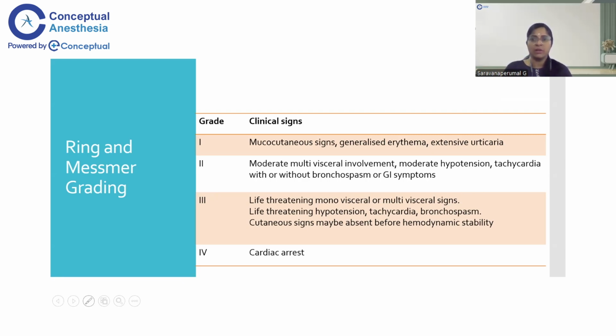Suppose once you have given an inciting agent, the patient becomes extremely hypotensive, then you may not see cutaneous manifestations. Because you did not see a cutaneous manifestation like erythema, swelling of lips or angioedema, you need not think that it is not anaphylaxis, because the patient is so hypotensive that the cutaneous perfusion itself is lost. Once you restore cutaneous perfusion with your drugs and IV fluids, then the patient may start showing cutaneous manifestations. So if the cutaneous manifestation is not there, it doesn't mean that the patient is not having anaphylaxis. It just means the patient is so hypotensive that there is no cutaneous perfusion at all to have a cutaneous manifestation.